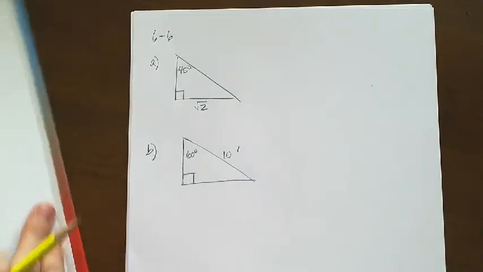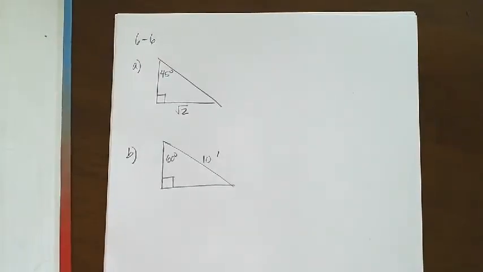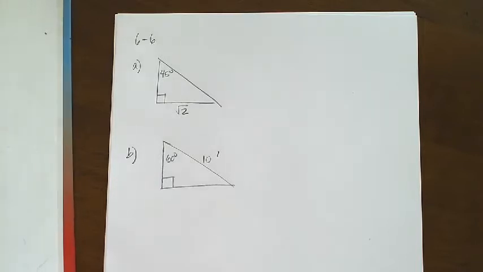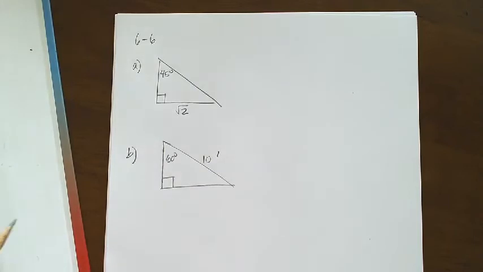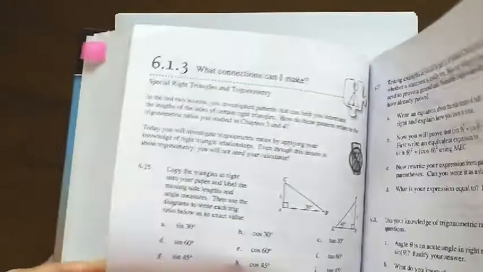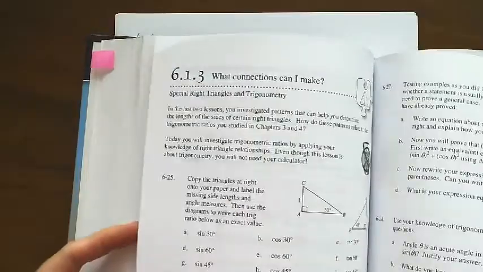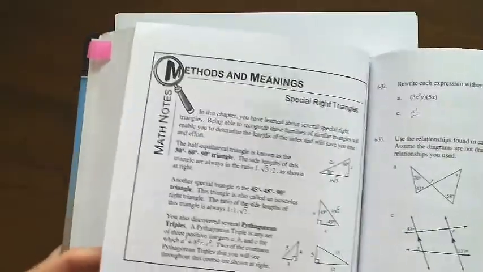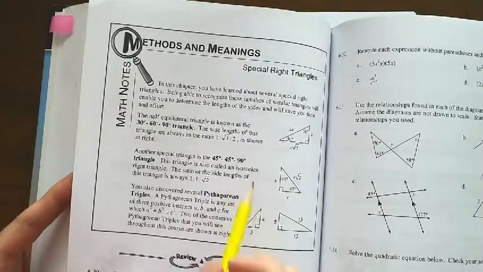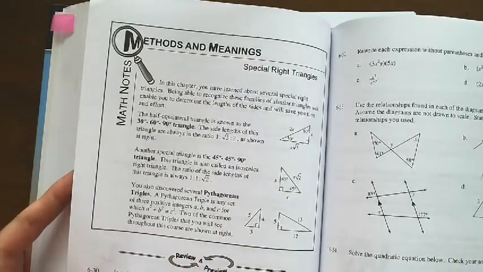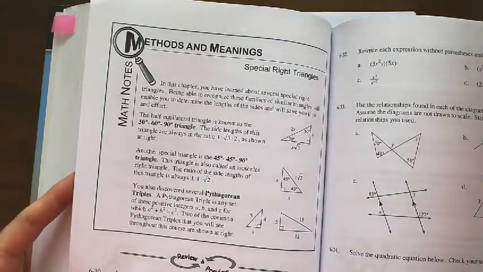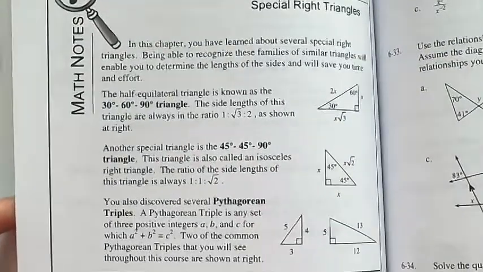Okay, let's get started with 6-6. Just to give you some tips, if you need a summary of what we did in class, there are some math notes in lesson 6.1.3. So if you're using the ebook, you could go to that lesson, and if you scroll down to right before where the homework starts, there are some math notes that summarize what we learned about special right triangles in class on Monday or Tuesday.